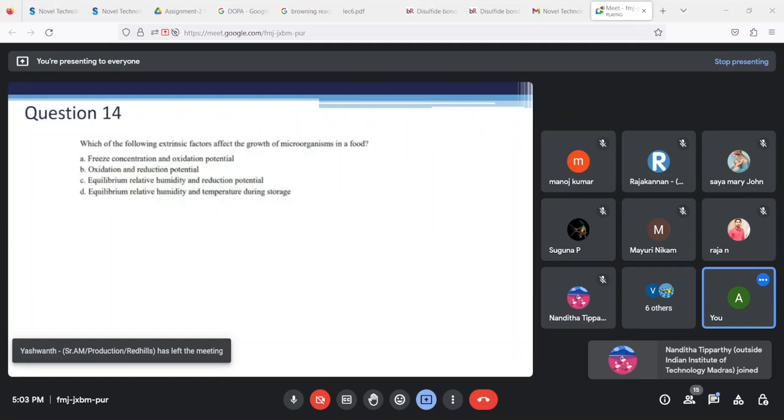So moving to question 14. Which of the following extrinsic factors affect the growth of the microorganisms in the food? A, freeze concentration and oxidation potential; B, oxidation and reduction potential; C, equilibrium relative humidity and reduction potential; and D, equilibrium relative humidity and temperature during storage. So what is the main characteristic feature of all the extrinsic factors that affect the growth of microorganisms? What do you mean by extrinsic factors?